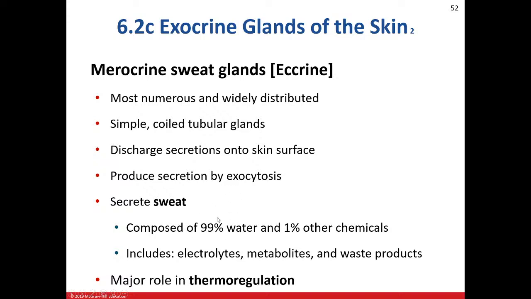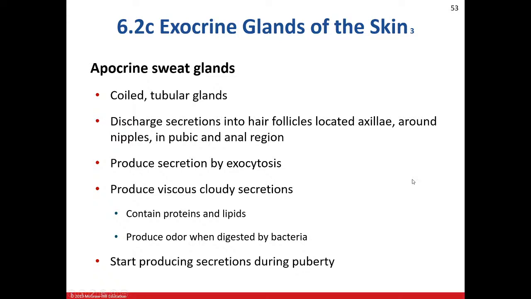Good. So it's mostly water, 99%, but 1% is other stuff, including electrolytes such as salt, but also metabolites and waste products. And of course, its main function is in thermoregulation, or in other words, regulating body temperature. Apocrine sweat glands also have coiled tubular glands, and they have a duct, but their duct leads to a hair follicle, and so their product will be secreted into the hair follicle.